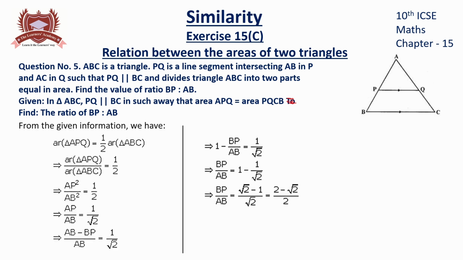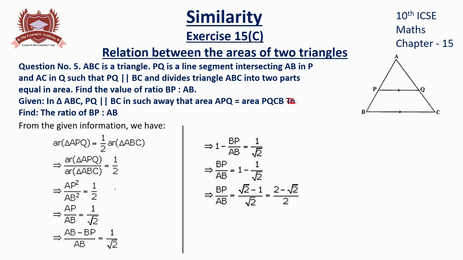So we'll have area of triangle APQ. Area of triangle APQ is half of area of triangle ABC. So what is the ratio of their areas? So area of triangle APQ is equal to half area of triangle ABC, or area of triangle APQ upon area of triangle ABC is equal to 1 by 2.